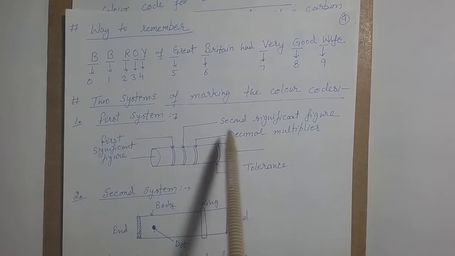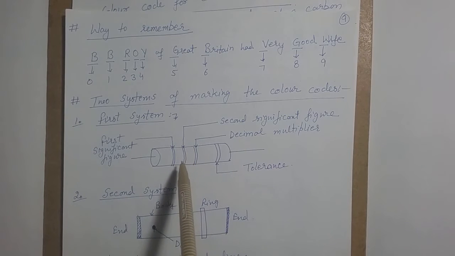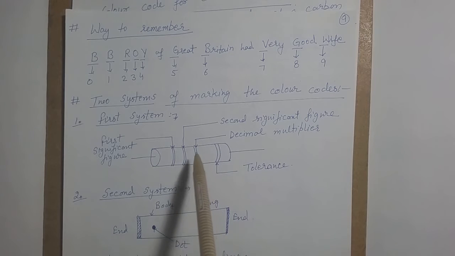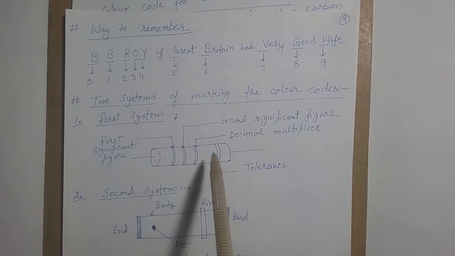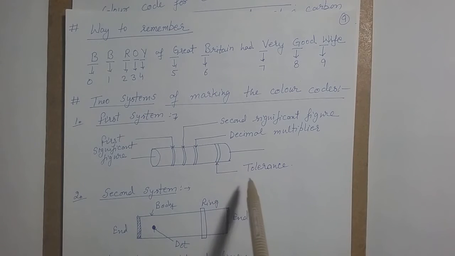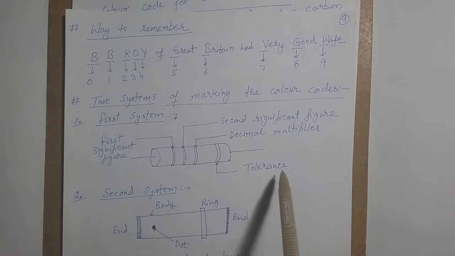The second significant figure is represented by the second ring, and the decimal multiplier is represented by the color of this third ring. And the fourth ring will be either gold, silver, or no color. That represents the tolerance of the given resistor.